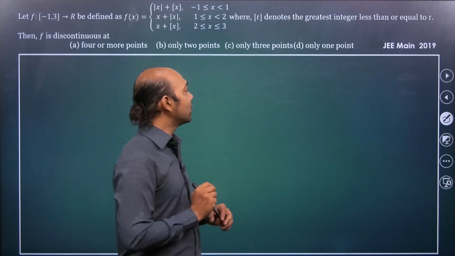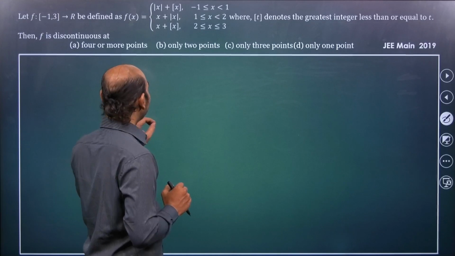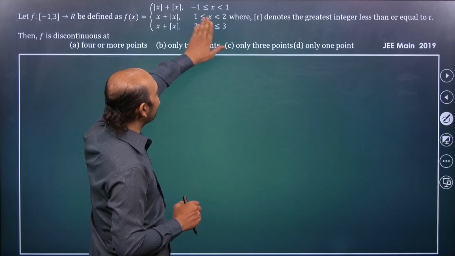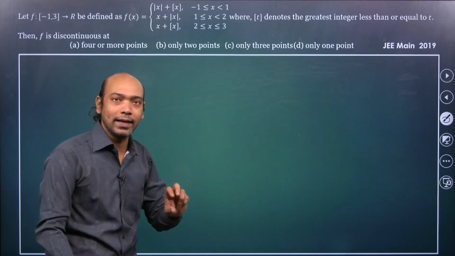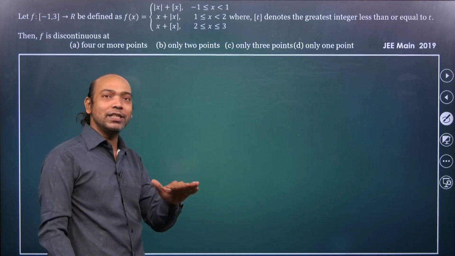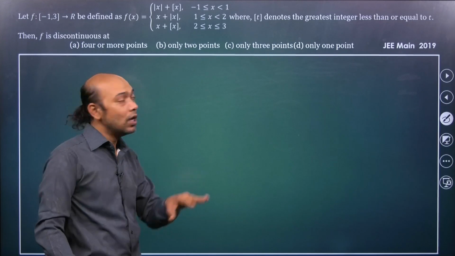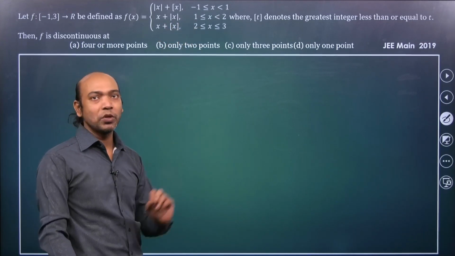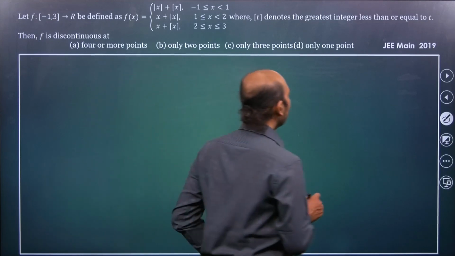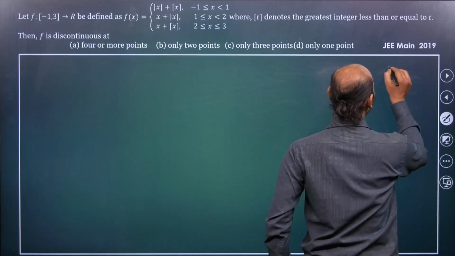So first we see what mod x is. Our main domain of interest is the closed interval minus 1 to 3, and mod x will change for x less than 0 and x greater than 0. So that's why the function definition needs to be modified a little bit. Okay, let's see that. We first start with the mod function.